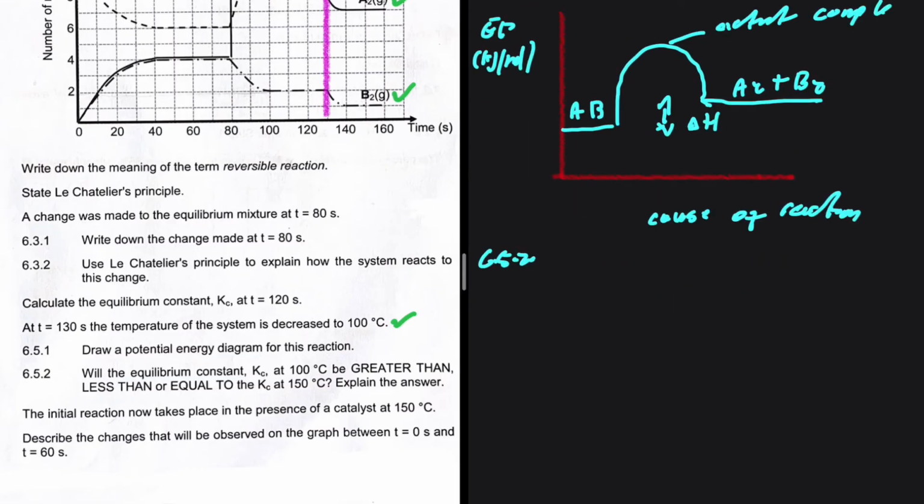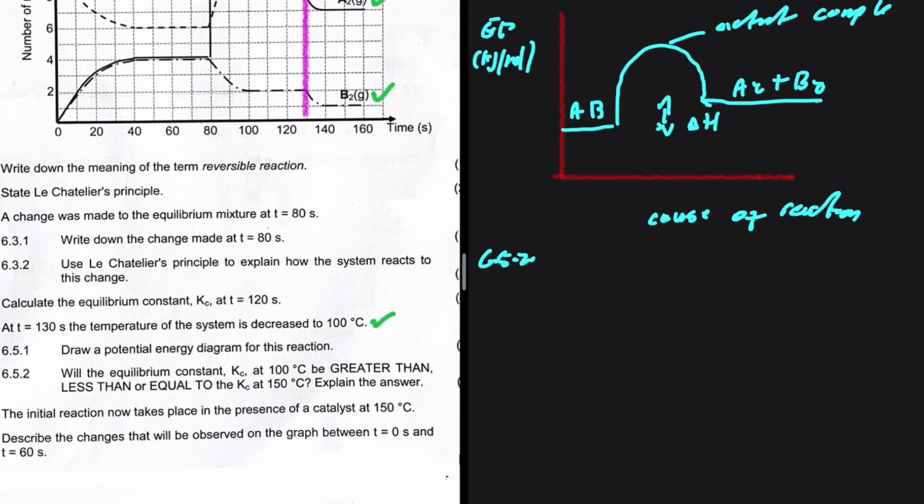6.5.2, will the equilibrium constant Kc at 100 degrees Celsius be greater than, less than, or equal to the Kc at 150 degrees Celsius? Explain the answer. Okay, it will be less than. Let's explain why. When the temperature is decreased to 100 degrees Celsius, we're going to have less product compared to at 150. Because if you increase the temperature from 100 to 150, your forward reaction is going to be favored. You're going to have more products versus the reactants.